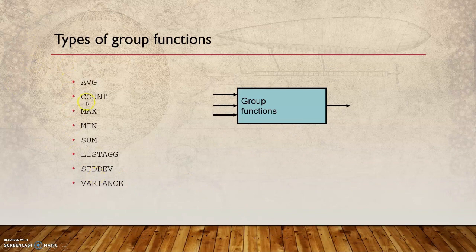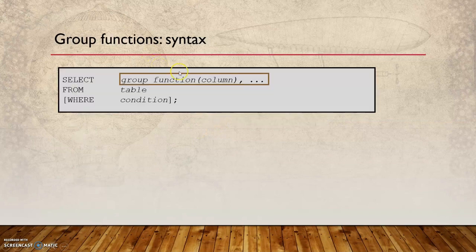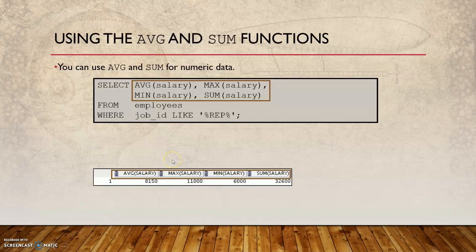So these are the list of functions. Some of them are mathematical. You might not use all of them. The first 5 are what is commonly used. The last 5, like standard deviation and variance, are rarely used unless you get into some kind of mathematical modeling, then you might need them. Otherwise, the first 5 are very commonly used in SQL. So this is the syntax: select group function, table, where condition. This is the simplest one.